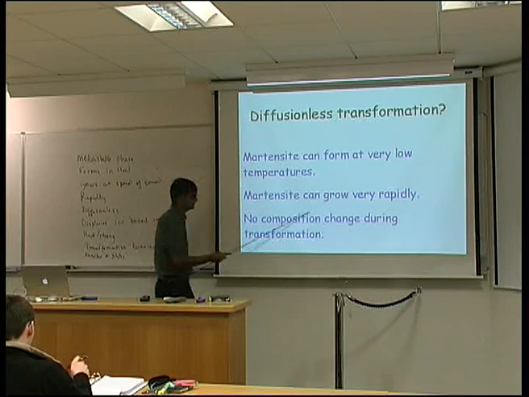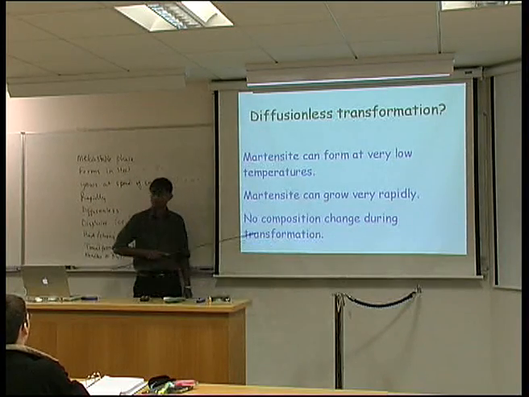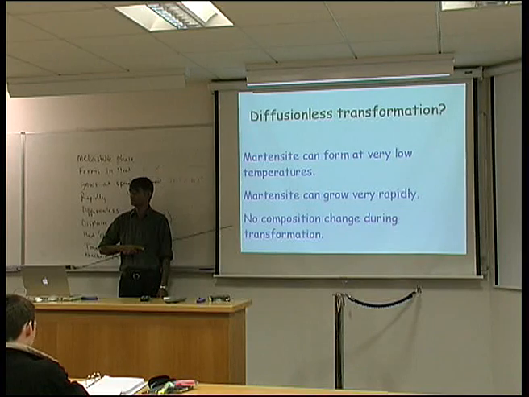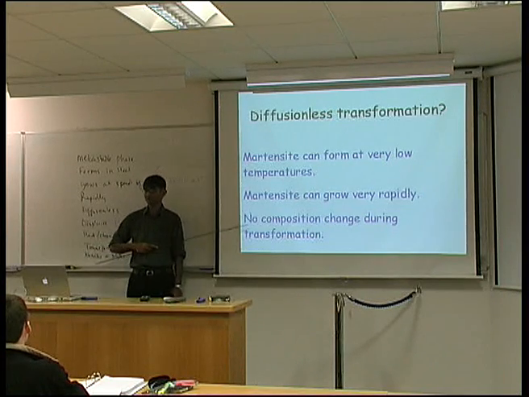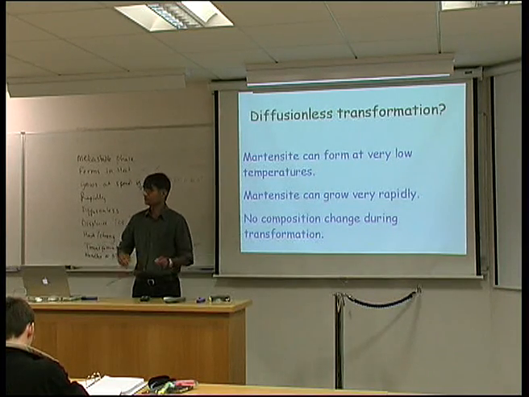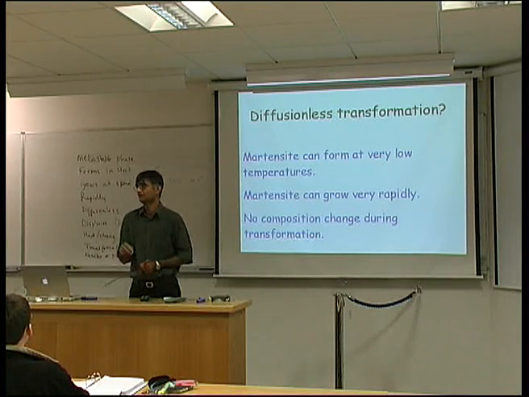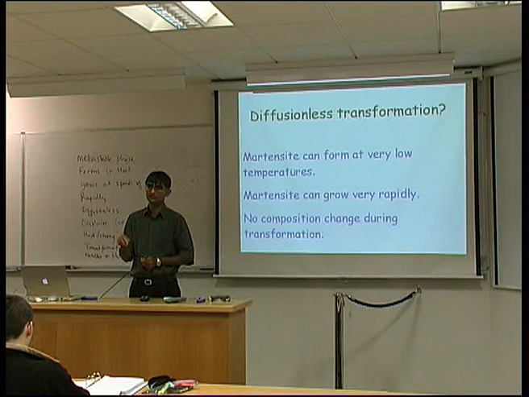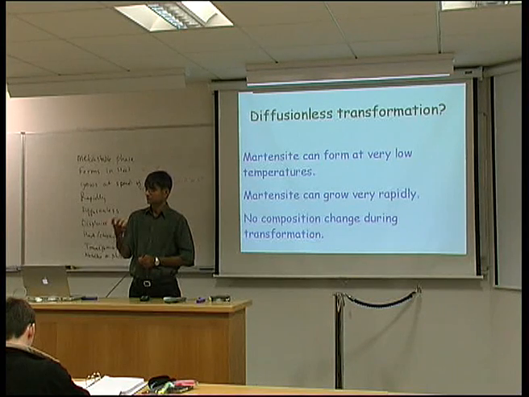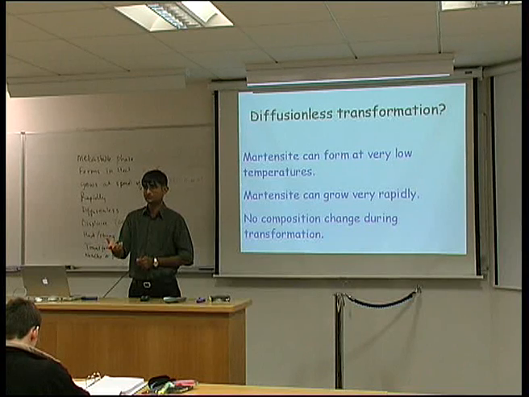But of course, there is also a very obvious indication that the transformation is diffusionless, and that is that if we measure the chemical composition of the martensite, it's exactly the same as that of the parent phase. And for the parent phase, we use the general expression austenite, even when we are not dealing with steel.